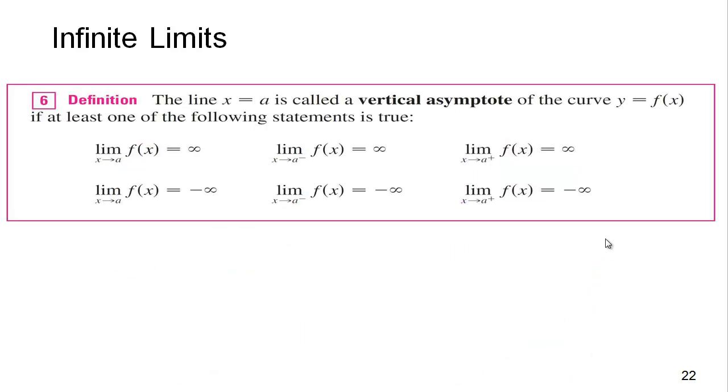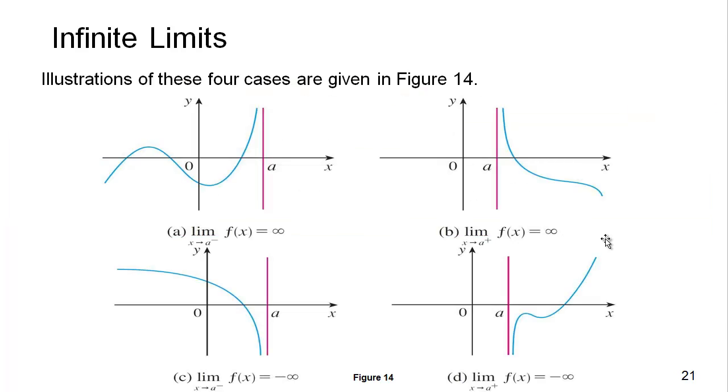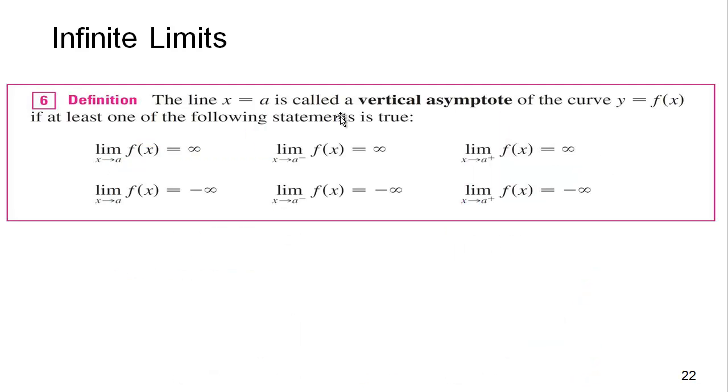Here is the definition of the vertical asymptote. Whenever we have these vertical or these infinite limits, these lines at a are called vertical asymptotes because the function butts up right next to it, right? Gets asymptotically close but doesn't actually touch it.